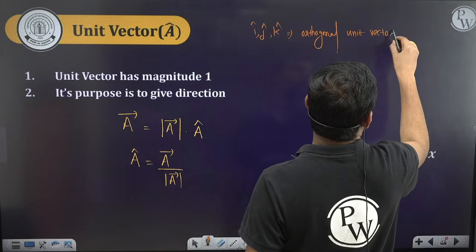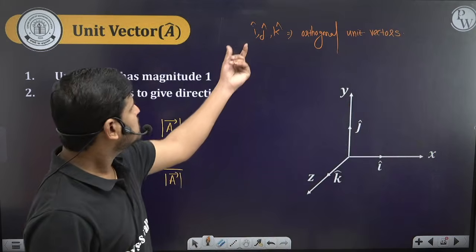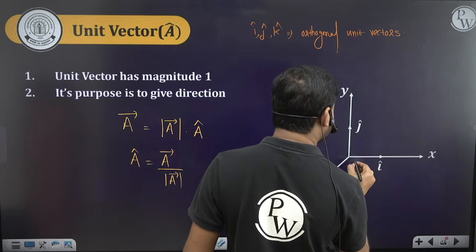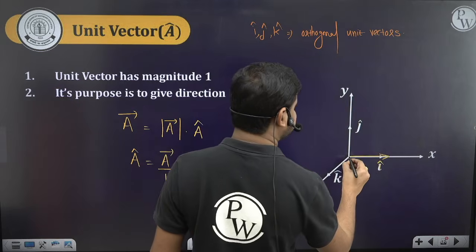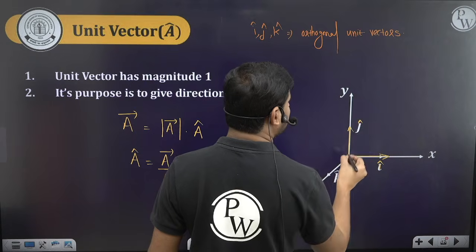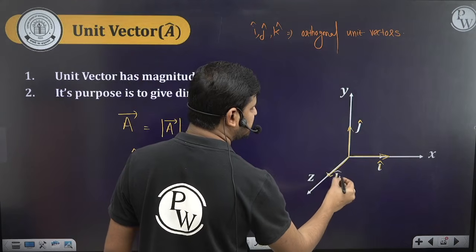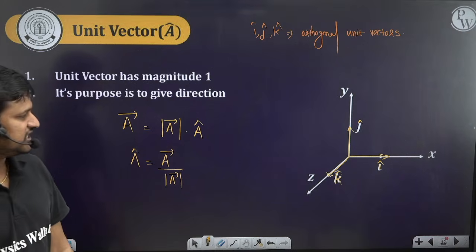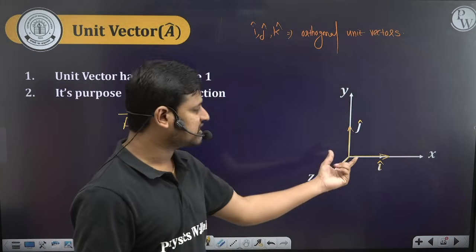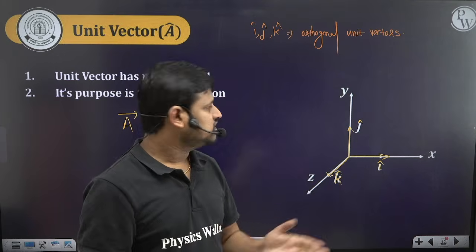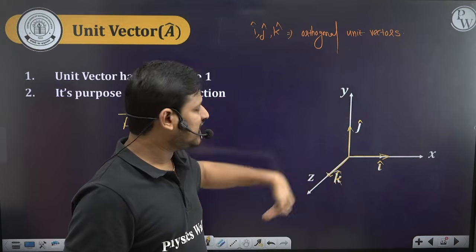What does orthogonal mean? Last class we discussed: orthogonal means perpendicular to each other. So i cap is a unit vector along the x direction, j cap is a unit vector along the y direction, and k cap is a unit vector along the z direction. These three vectors are mutually perpendicular to each other. So the unit vector along x we denote as i cap, along y it is j cap, along z it is k cap.